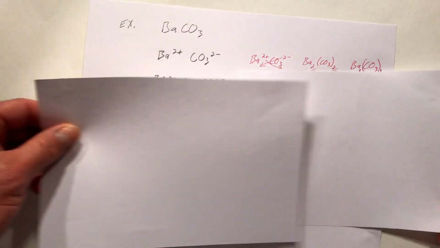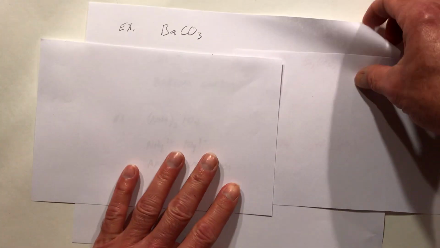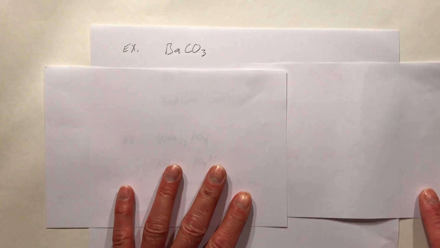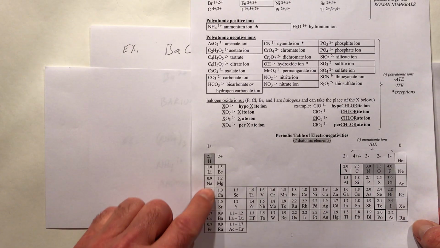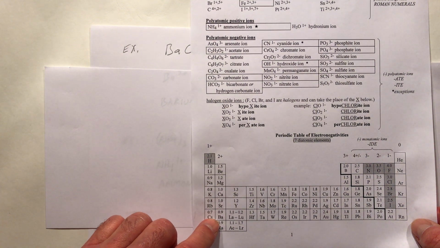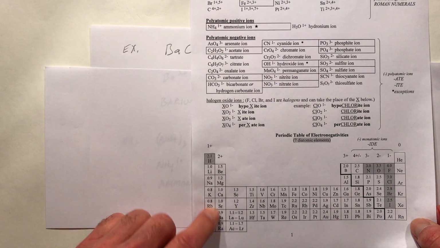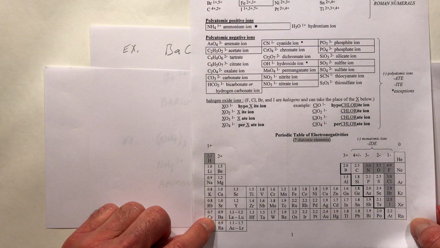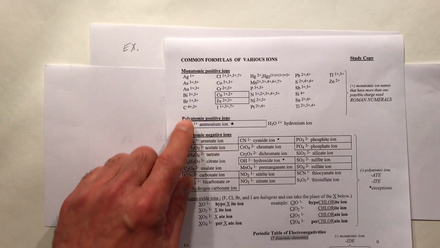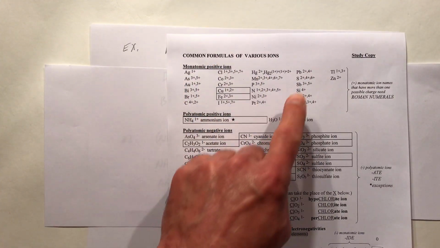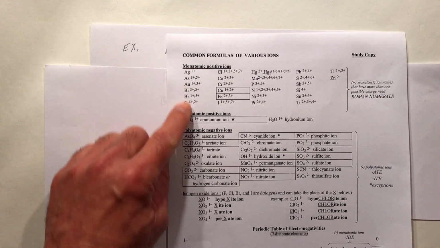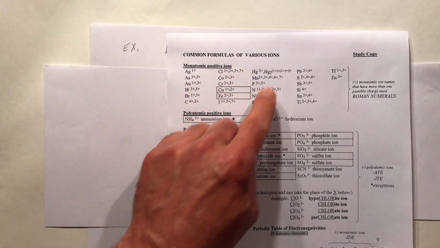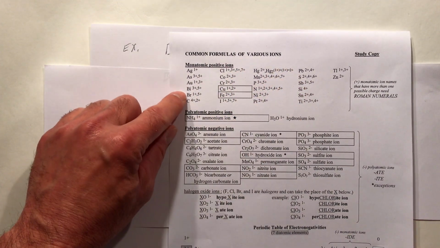Let's consider a few more examples. Here we have BaCO3. All right, Ba is right here on the periodic table. That element is called barium, and that's in the 2 plus column. We'll check up here and we see that barium's not listed with any other charges up here. These are pretty much alphabetized by the symbol of the element, so you will see Ba is not here.